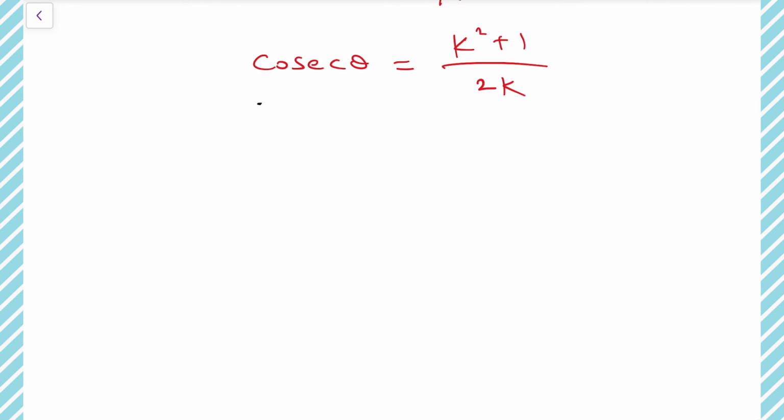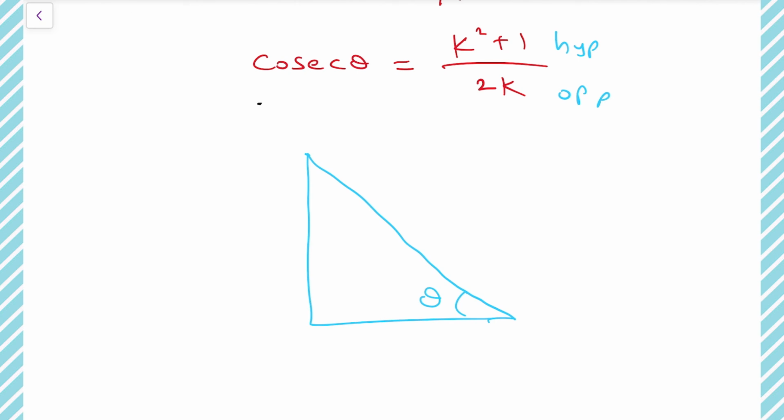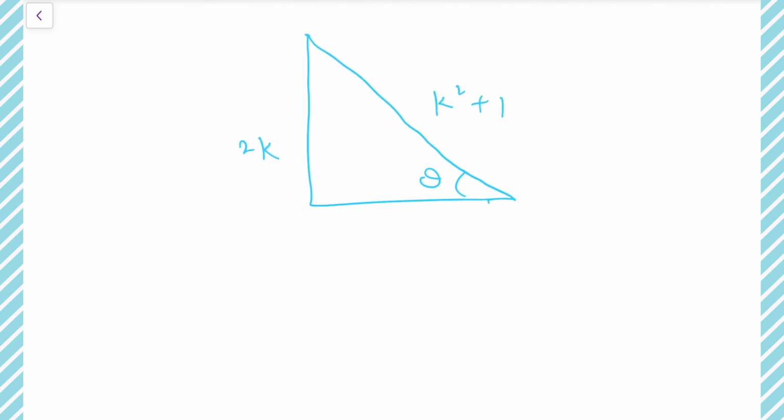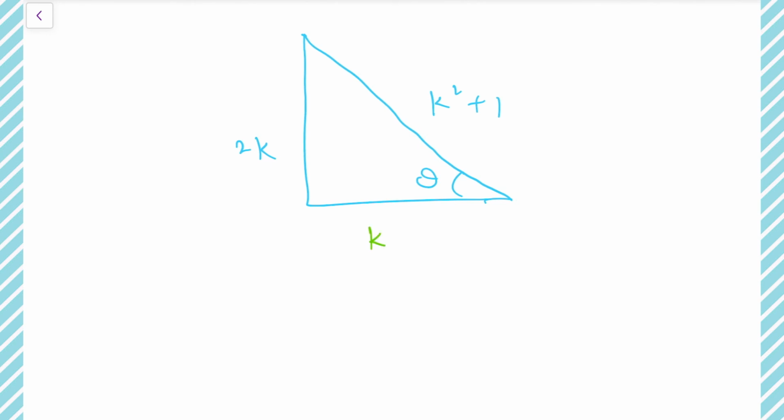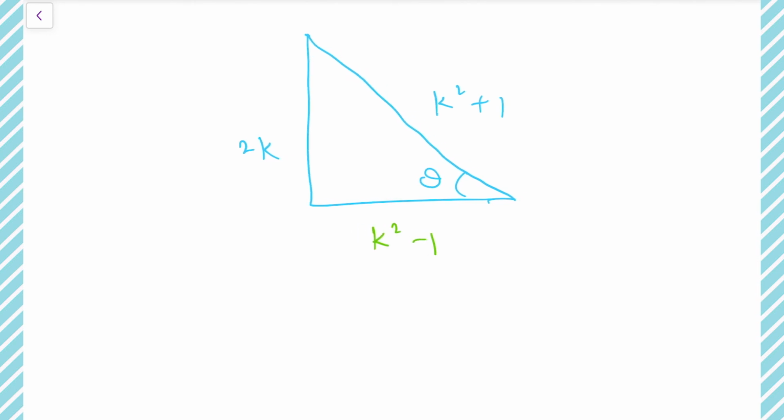Now the cosec theta value is there, so immediately drawing the right angle triangle. This I am taking as theta. Cosec is nothing but hypotenuse by opposite, right? So this is k square plus 1 and this will become 2k. Now by using the Pythagoras theorem, we need to find the third side. Then the third side will be k square minus 1. Now in the question, he is asking to find the cos theta value. So cos theta equals adjacent by hypotenuse. In this figure, adjacent is k square minus 1 and hypotenuse is k square plus 1. So hence proved.